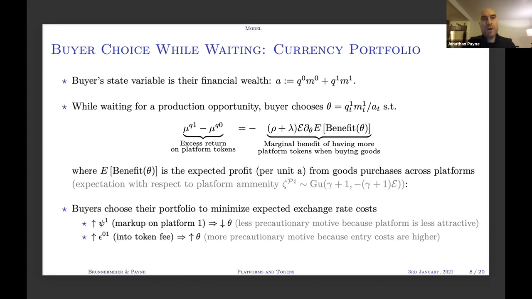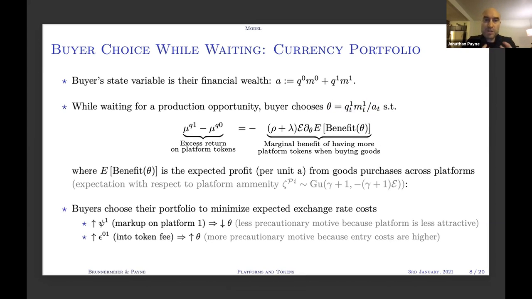Okay. So while the buyer is waiting for their production opportunity, their state variable is their financial wealth. Okay, it's the market value of the different monies they hold, or different currencies they hold. And what they have to do is choose the fraction of their portfolio they want to allocate into digital tokens. I denote that by theta, and the fraction in money, which is 1 minus theta.